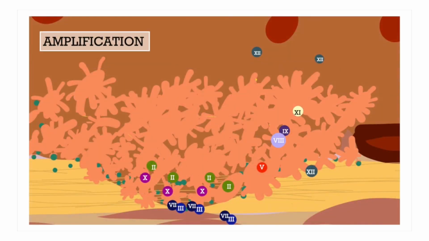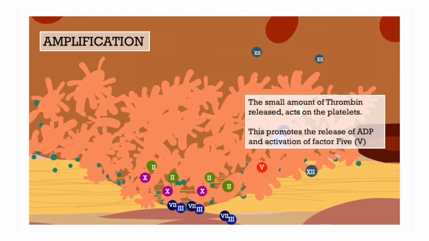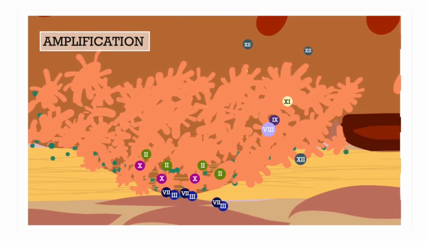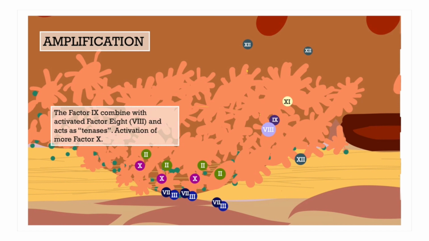Amplification. The small number of thrombin then causes platelets to release ADP. You can watch the primary hemostasis video to learn more about platelets and the role of ADP. The thrombin also activates factor 5. Remember we saw that the tissue factor and factor 7 complex activated factor 11? Yeah, so factor 11 then goes on to activate factor 9. This factor 9 then combines with factor 8. Factor 8 and factor 9 complex is a very strong tenase, so it activates lots of factor 10.